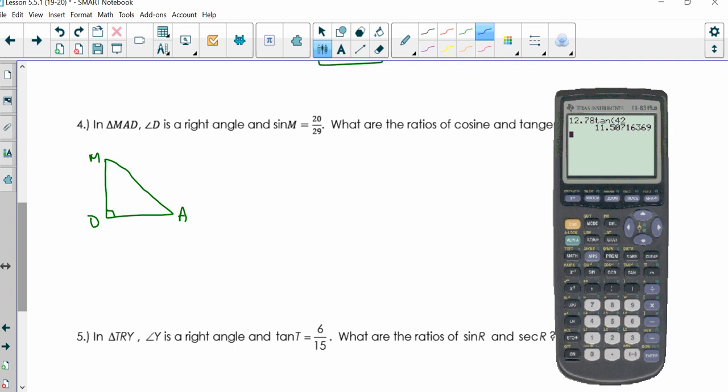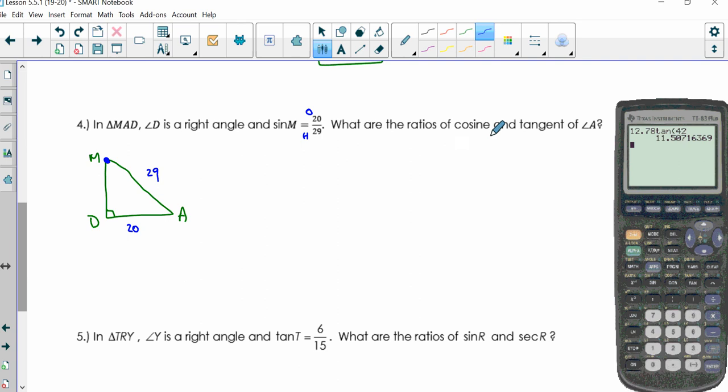It says the sine of M. Whenever we talk sine, remember that would be your opposite over your hypotenuse. Notice we really have to know those trig functions and the ratios. So sine M means that I would be right here, at M. Then my opposite is 20, and my hypotenuse is 29. It says, what are the ratios of cosine and tangent of A?